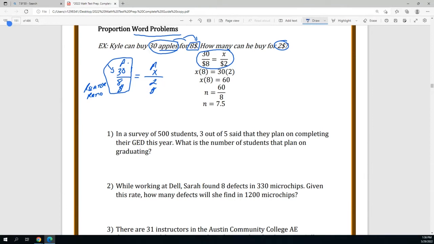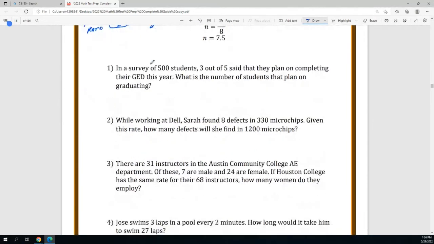So let's do one of these. You'll notice my first question says, in a survey of 500 students, 3 out of 5 said that they plan on completing their GED this year. What is the number of students that plan on graduating? Well, you're given 3 things. The most important thing is not the numbers themselves. Remember, what you want to focus on is what their words are, what they're called. The 500, it looks like that is a total. Here's the tricky part. What do you call the 3?